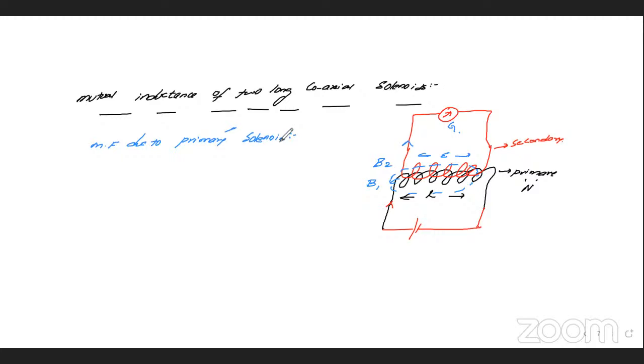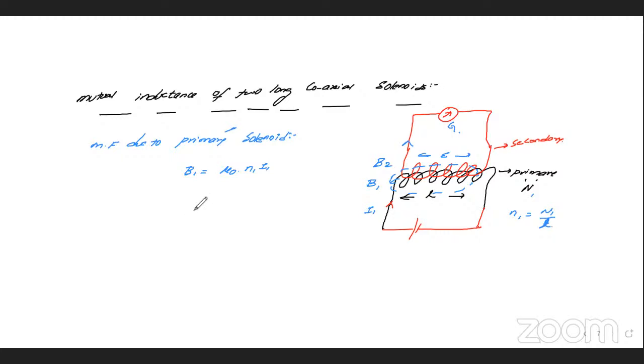Primary solenoid. Magnetic field due to primary solenoid. So B1 is equal to mu naught n1 I1. On the number of turns, I'll take it as N1. Number of turns per unit length, I'll take it as small n1. Small n1 is equal to capital N1 divided by the length of the conductor L. Okay, so number of turns, and I1 is the current.